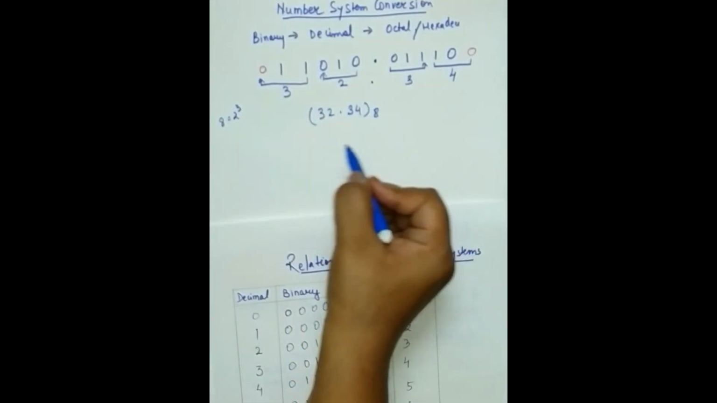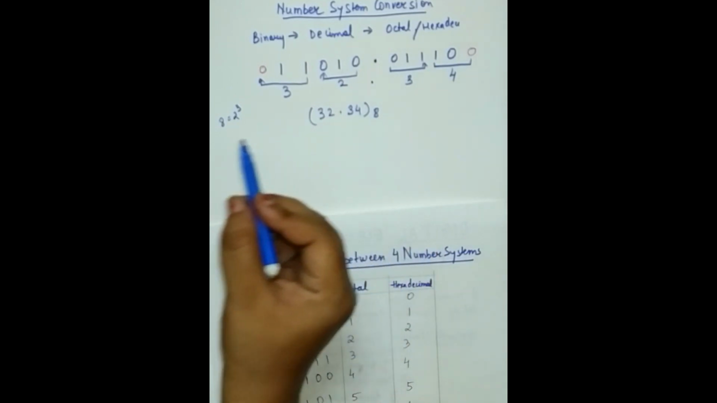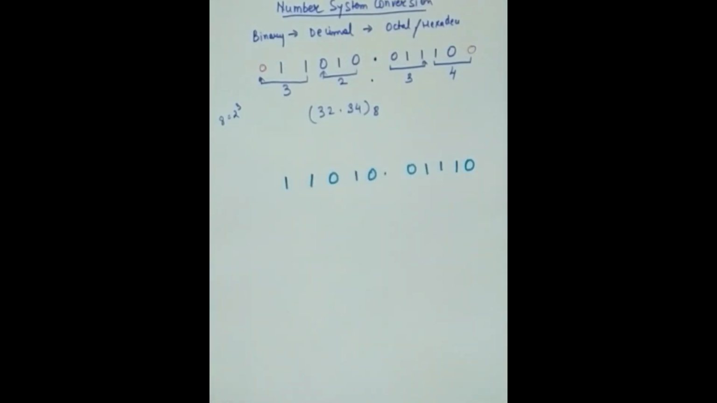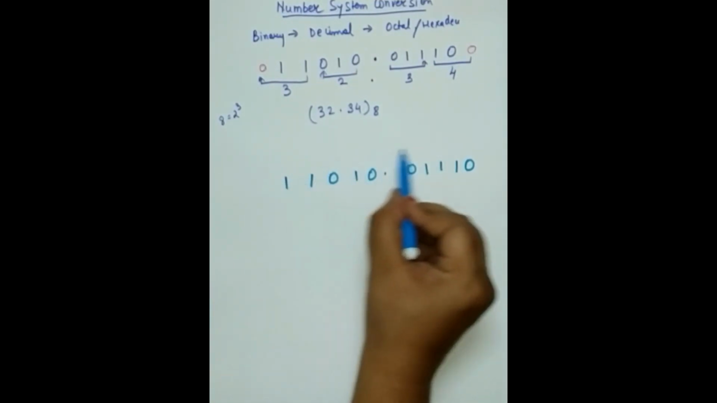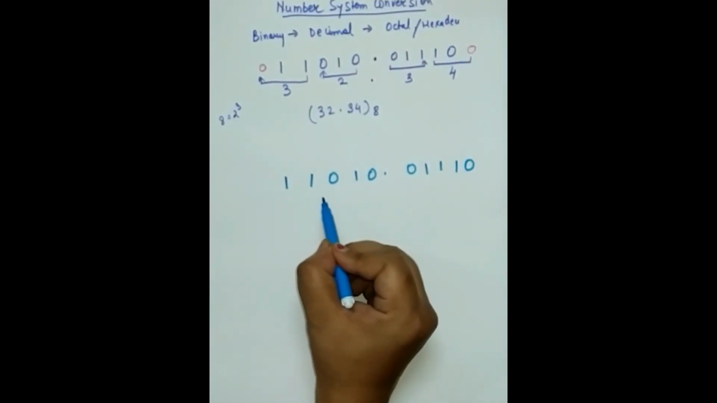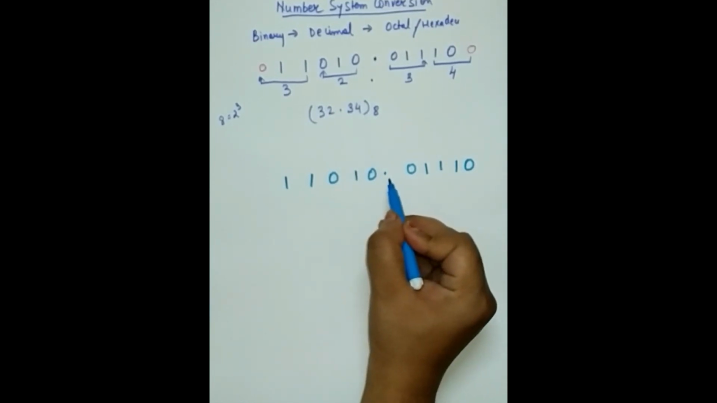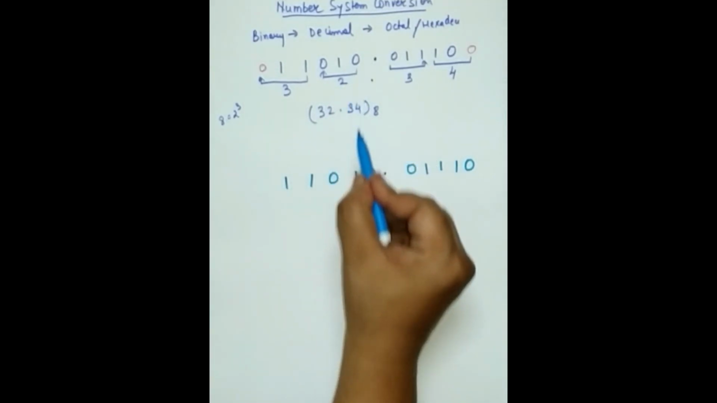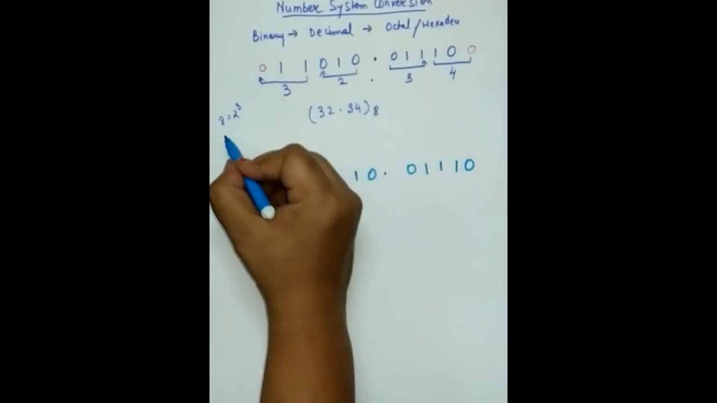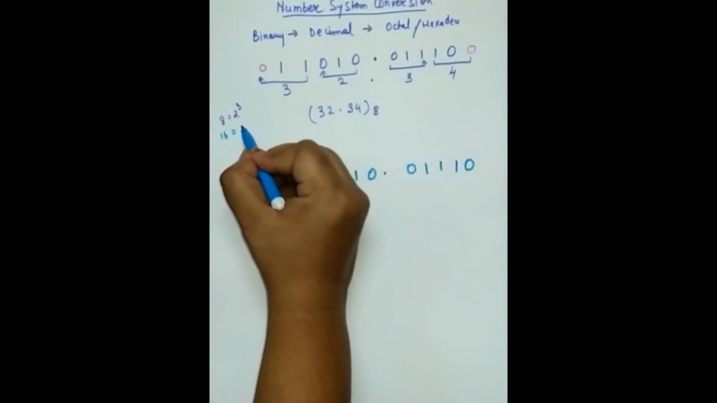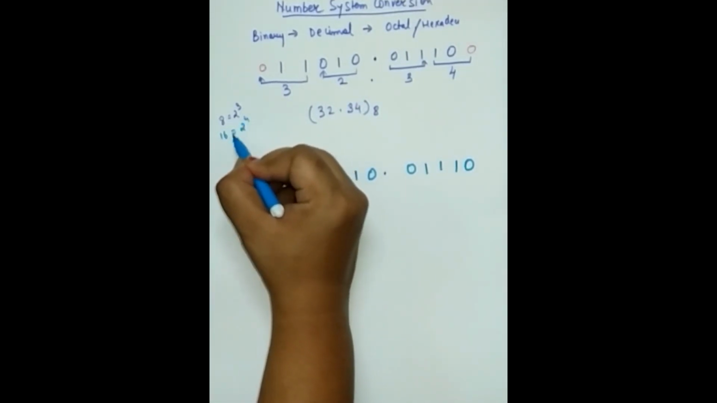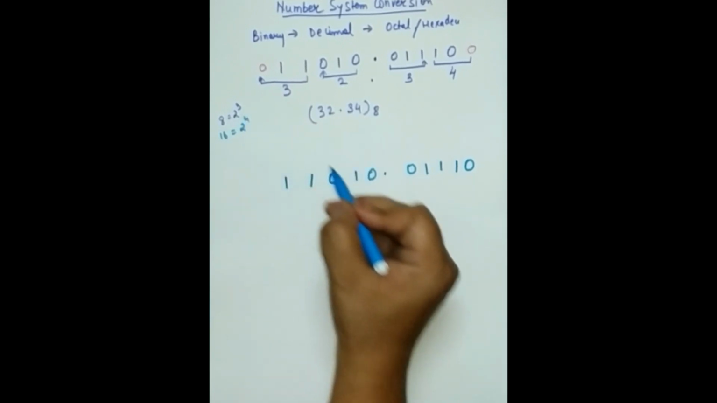Now suppose I have to convert the same question into hexadecimal. See what we'll do. I have written the same question, and now you have to convert it into hexadecimal. Again you will follow the same procedure, but here you were taking 3 bits, and here you will take 4 bits, because 16 is how much? 16 is 2 to the power 4. So you will take 4 bits.